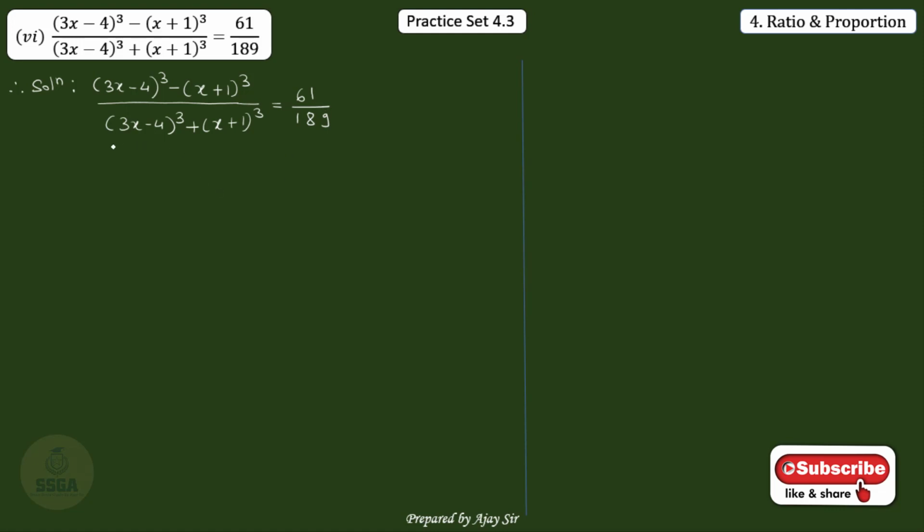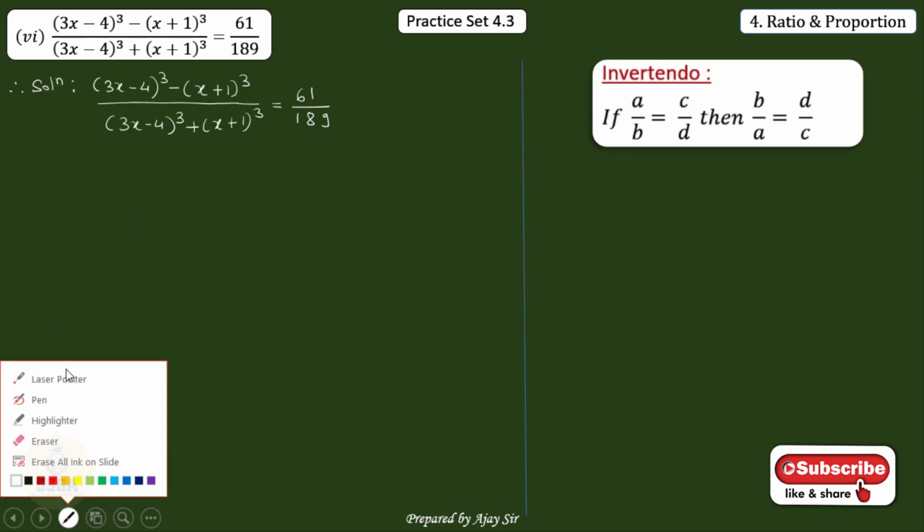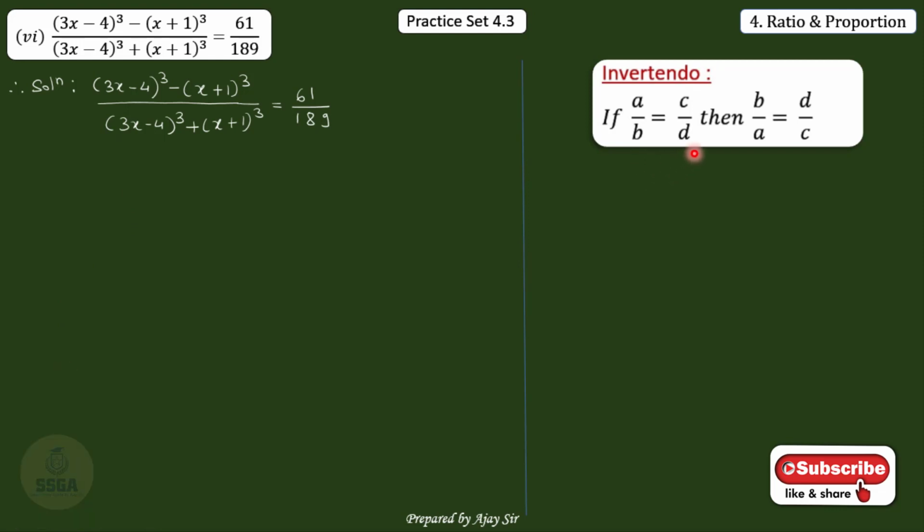Now by using the property of invertendo, you have to apply this property here. The property is: if A divided by B is equal to C divided by D, then B divided by A is equal to D divided by C. B will go to the numerator and the numerator will go to the denominator. Similarly, on the right hand side, D will go to the numerator and C to the denominator. So let us apply this property here.